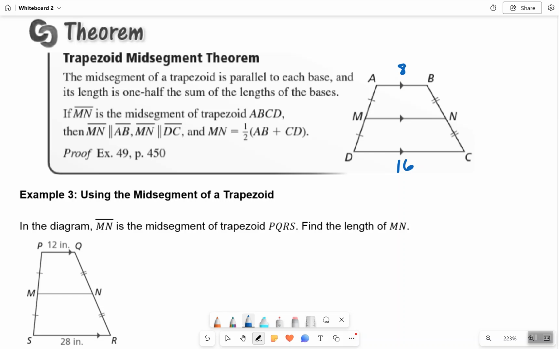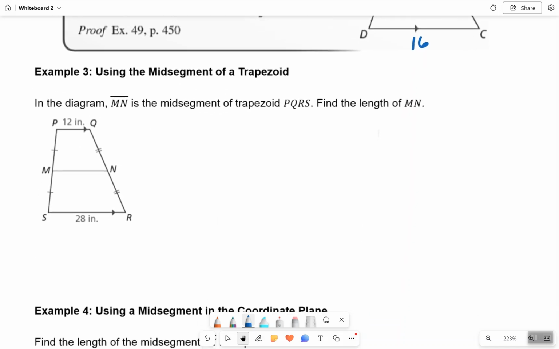Half of 24? What would the distance of M to N have to be here then, kids? Okay, so let's just talk down here. Here's an example, all right?